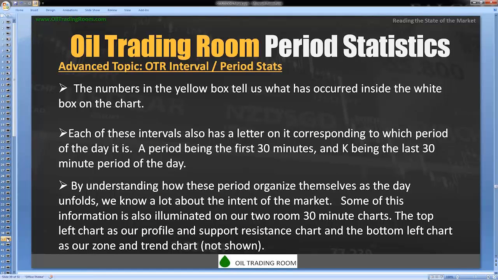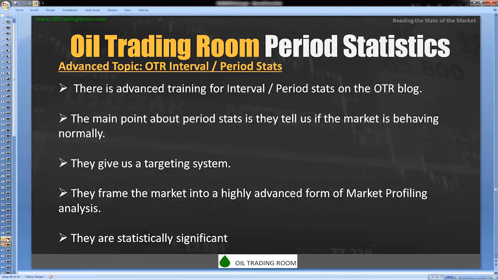By understanding how these periods organize themselves as the day unfolds, we know a lot about the intent of the market. Some of this information is also illuminated by our two room 30-minute charts. The top left chart is our profile and support and resistance chart, and the bottom left chart is our zone chart or trend chart. I don't have these shown, and we're probably not going to have enough time to do those today, but they're in the room at the top left, and you can see back in time so that you can see where you are on those charts.